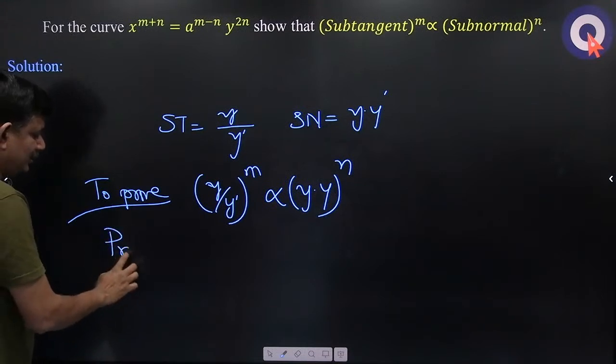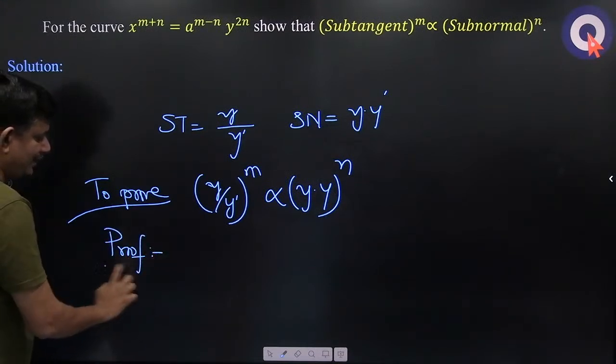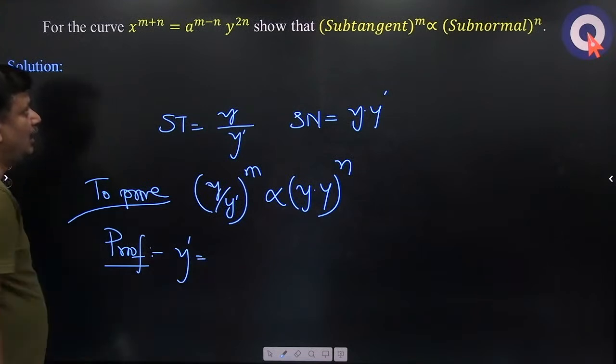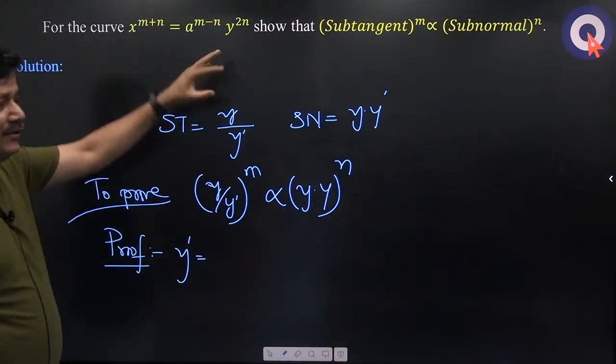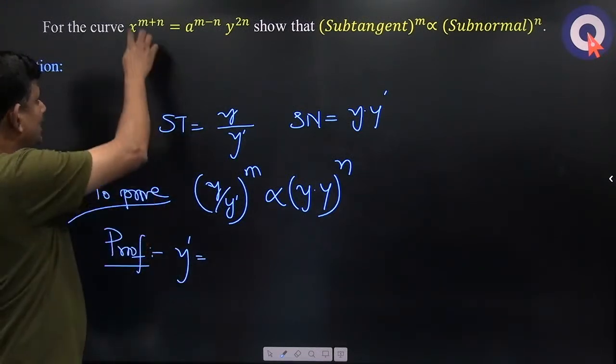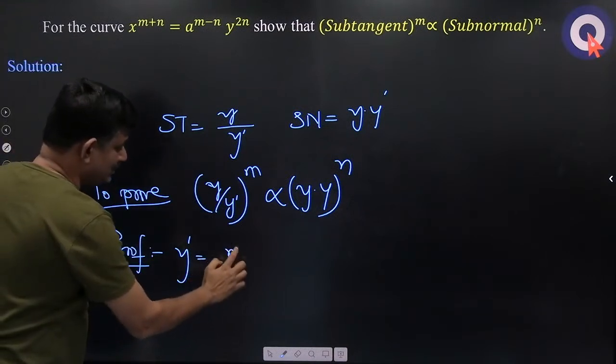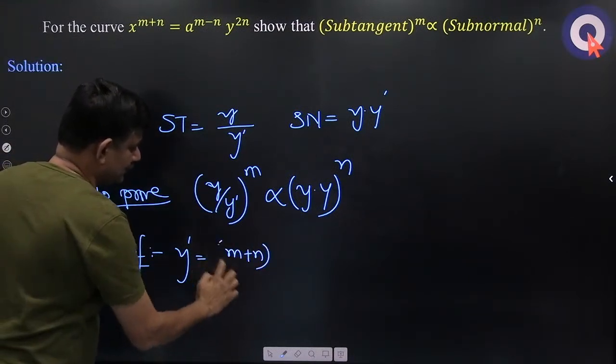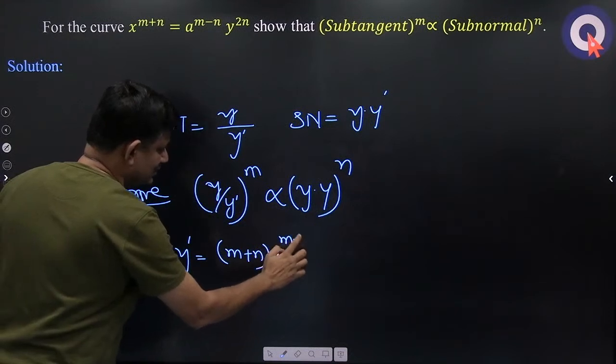Proof will be very simple. Find y dash first. How much will be y dash? Differentiate on both sides. Here derivative will be m plus n into x to the power m plus n minus 1.